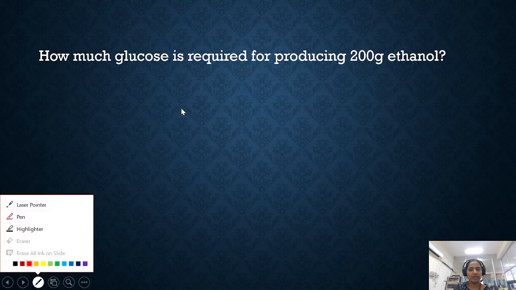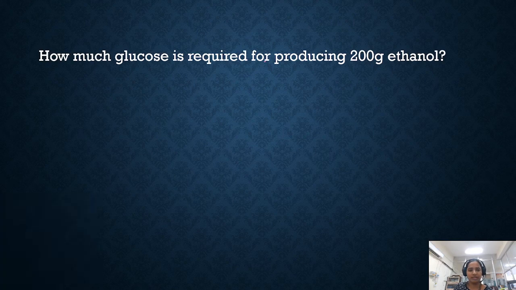This is the question someone asked me last session, that how much glucose is required for producing 200 gram ethanol.